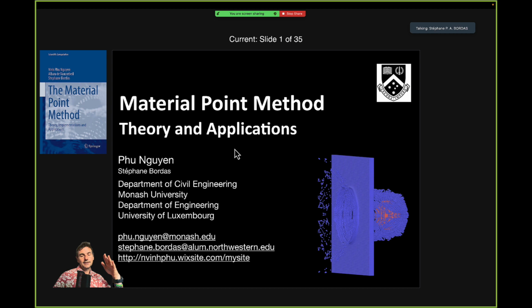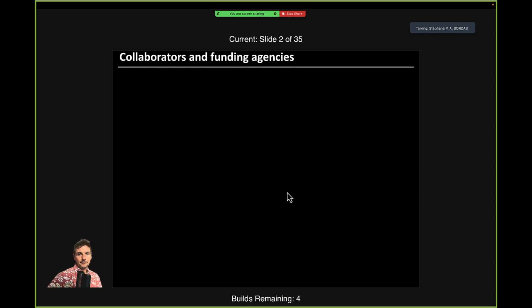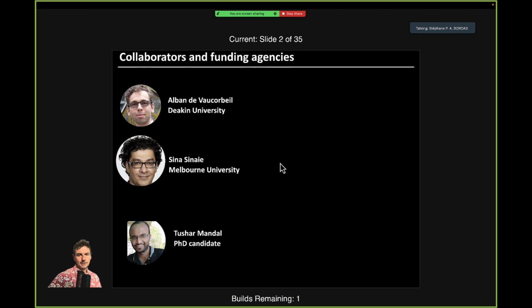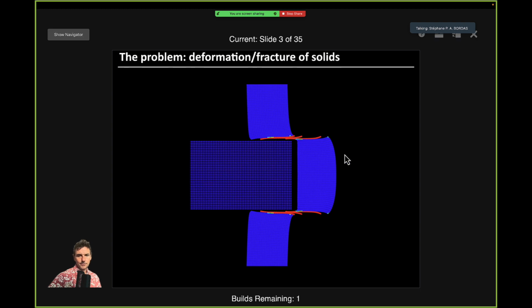And I just want to motivate a bit what these methods are able to do, because what's really quite interesting is that they are quite related to what we use for the meniscus problem that I showed you earlier today. So Alban is the guy that I was telling you about, who worked with Phu. He's at Deakin University. Sina in Melbourne, and Tushar Mandal, who was a PhD candidate with Phu. And this was funded by the Australian government and the Australian Research Council for Phu.